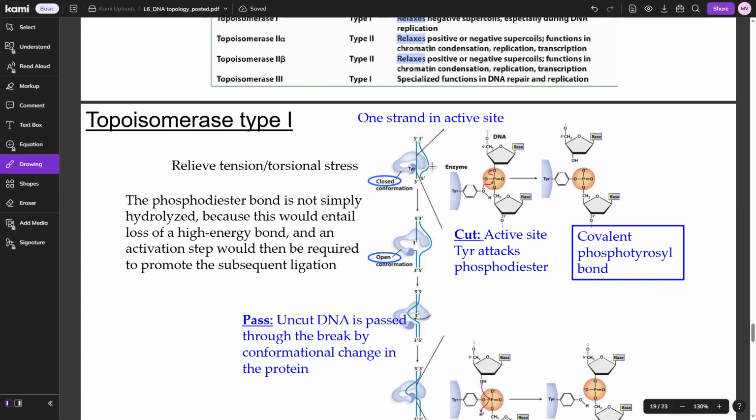We'll first start with topoisomerase 1. Topoisomerase type 1 relieves tension and torsional stress. And what happens is it doesn't really just hydrolyze it.